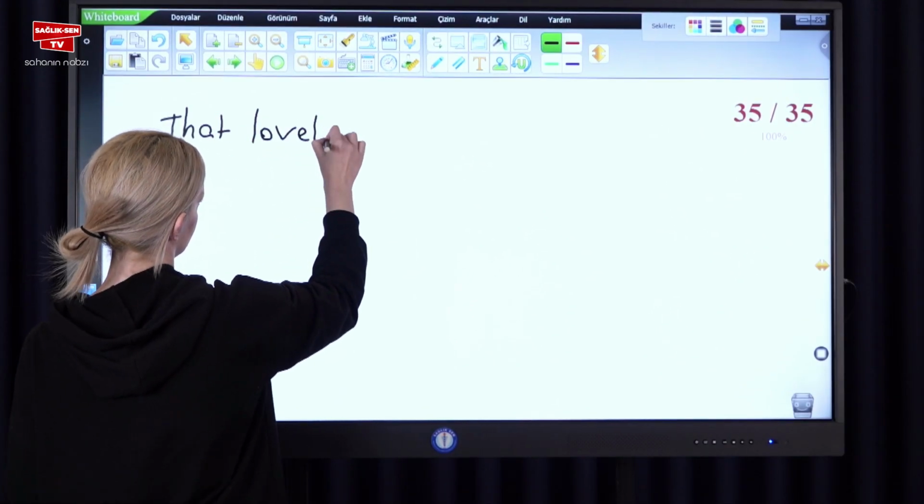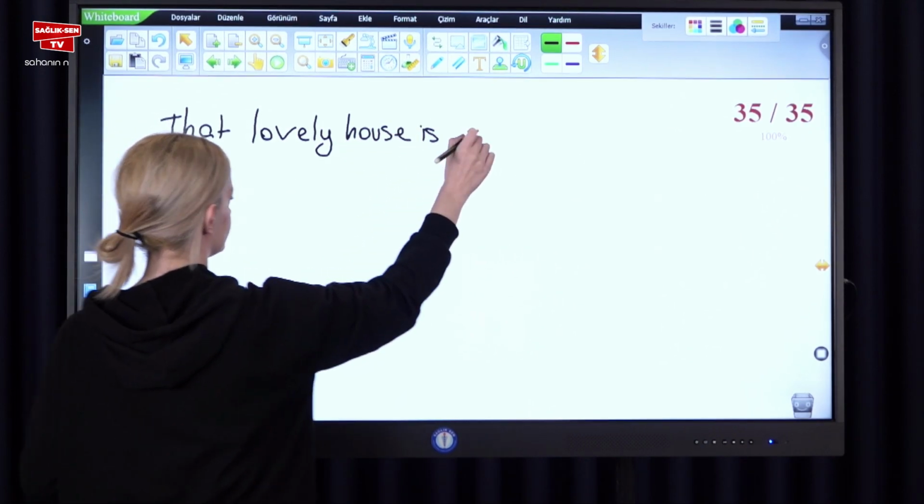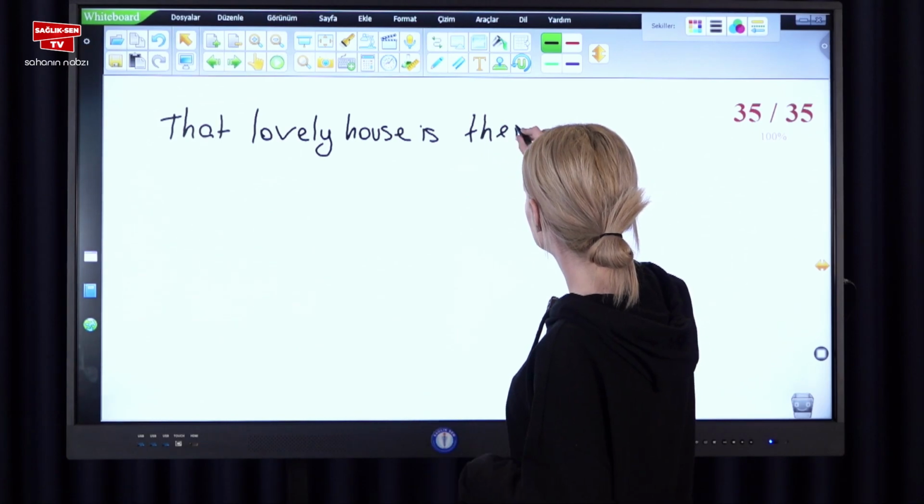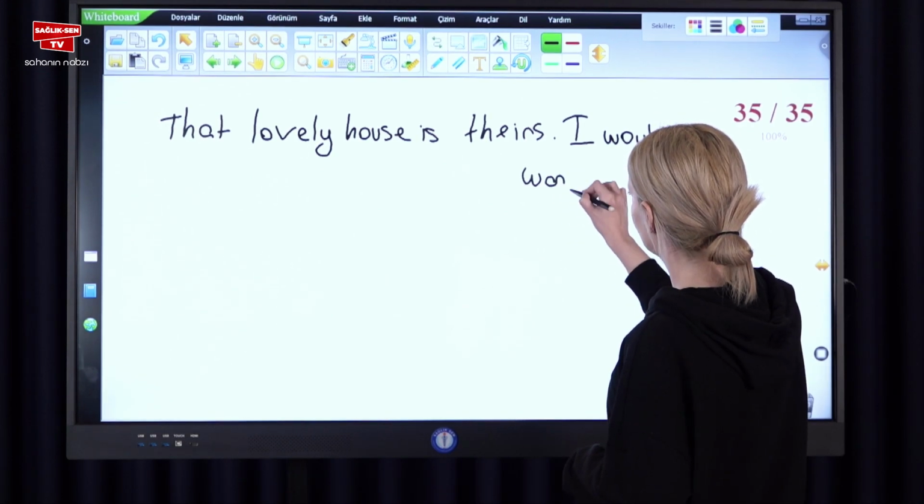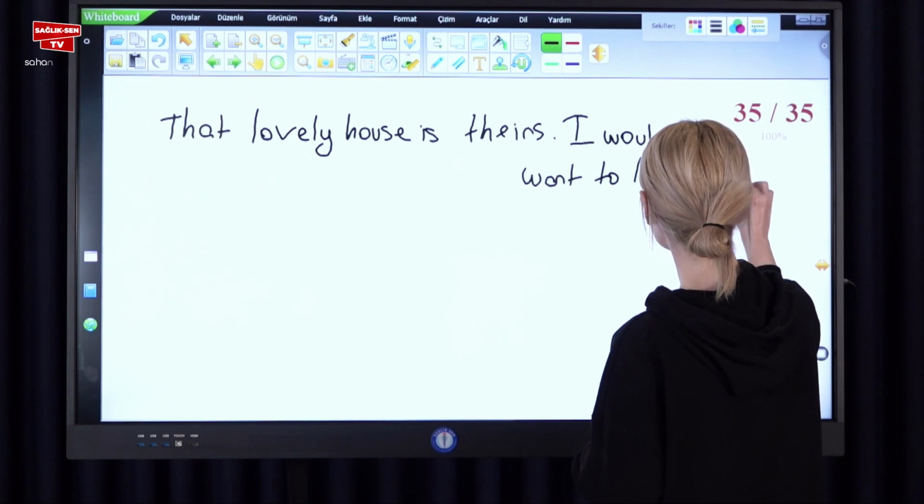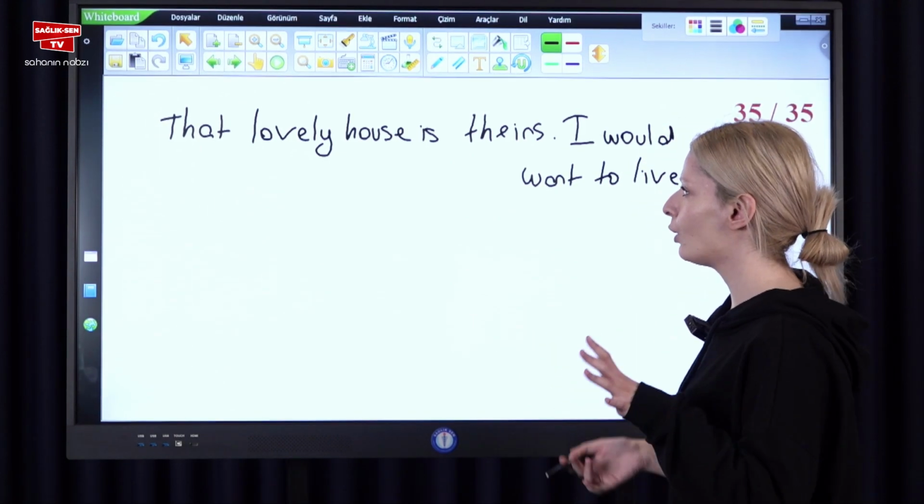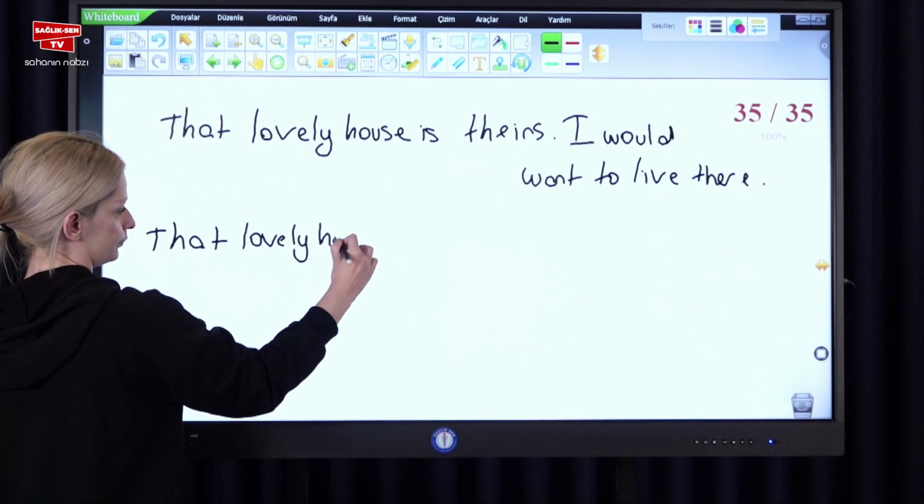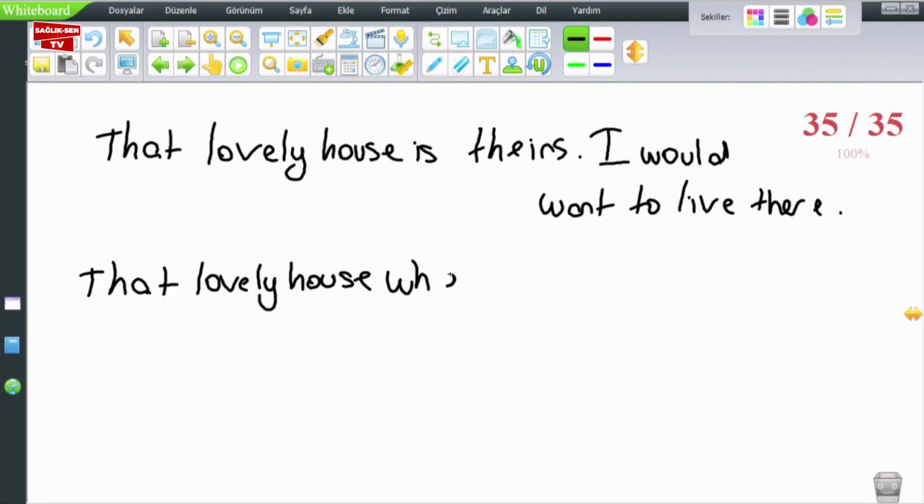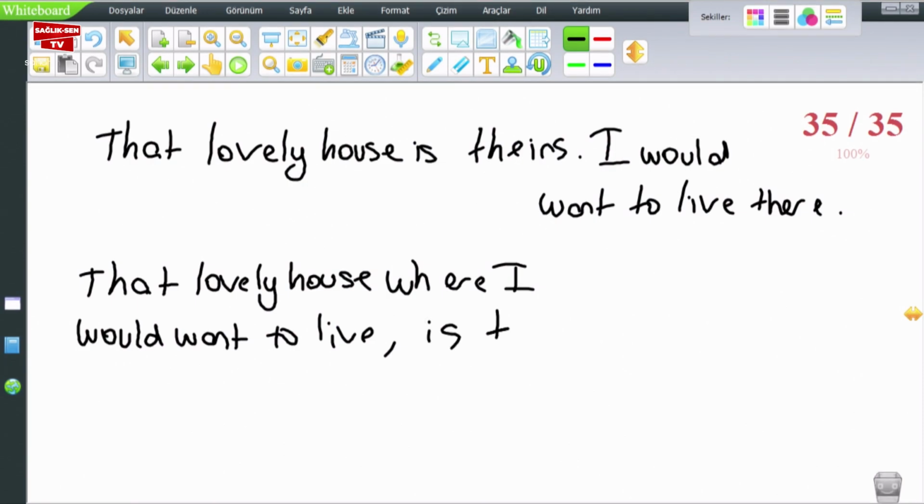That lovely house is theirs. I would want to live there. So now I know what I should do. I start with that lovely house where I would want to live. The second sentence is done. Go back to the first one where you left: is theirs.